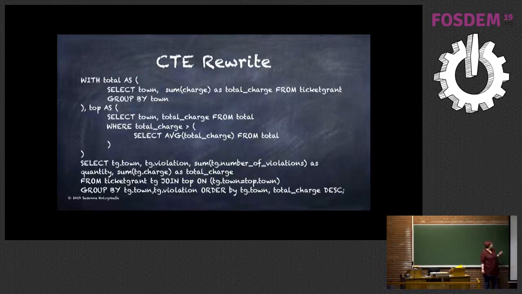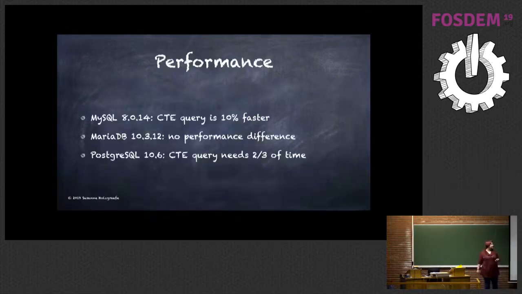So that's the CTE rewrite, and that's the performance gain. MySQL is 10% faster. Even PostgreSQL just needs 2/3 of the time. MariaDB has no performance gain. I know from PostgreSQL that when the queries are too complex, then you also have no performance gain. So you always have to test if it's still there. It depends on how much you need to cache in the view. I guess it's similar to MySQL, and my machine just was smaller here.